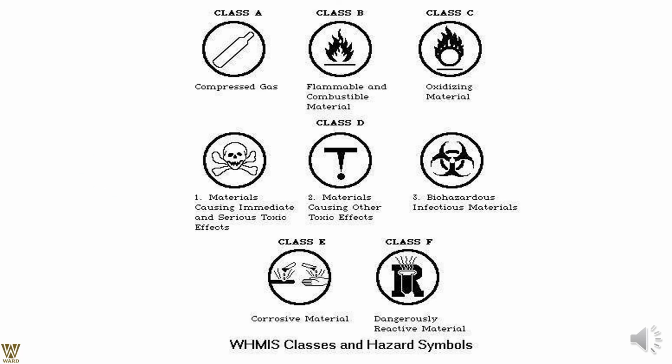I am trying to give you the classifications and the symbols of hazard in terms of class A, B, C fires that come around it. Let's say compressed gas, flammable and combustible liquid, and the oxidizing material. Remember the triangle that I drew in the previous slide that goes around it. Then we have the class D fires, which are about material causing serious toxic effect, causing other toxic effect, and biohazardous material. Class E and F are corrosive material and dangerously reactive material. And these are the pictographs.